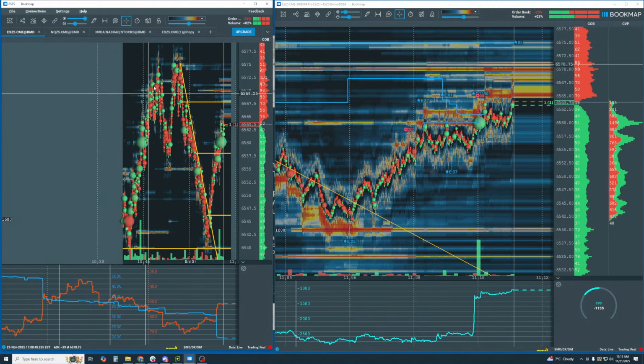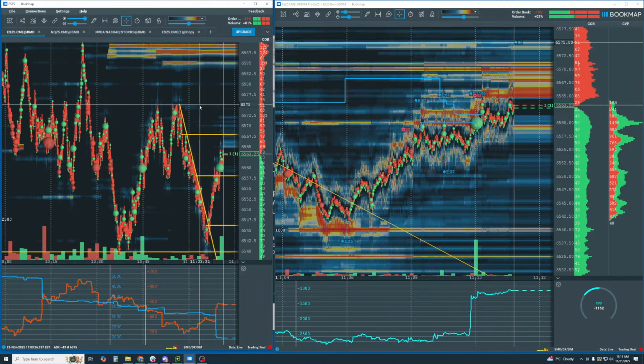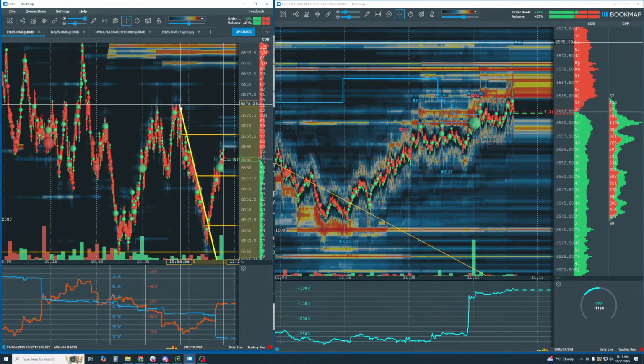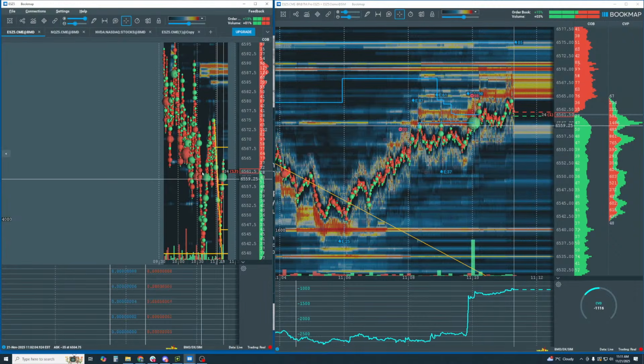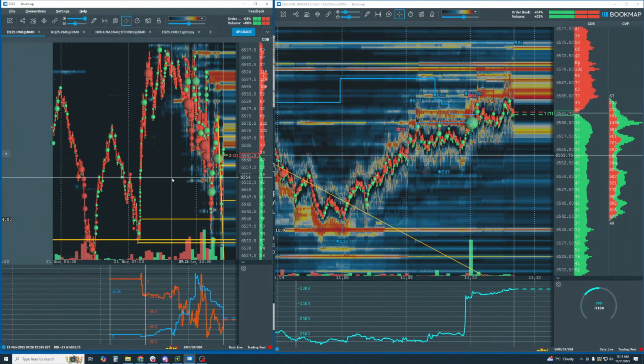Let's zoom out again. Boy, yeah, this could be a really nice move. Actually, if we zoom out more here, okay, on our higher time frame, this is what we're looking at here.